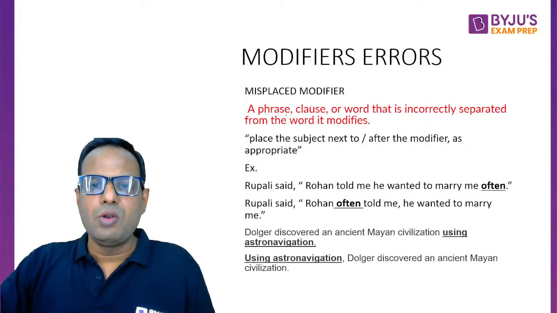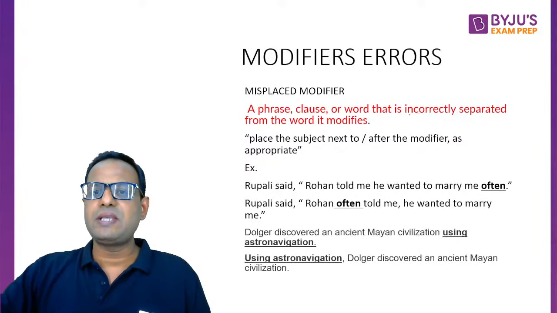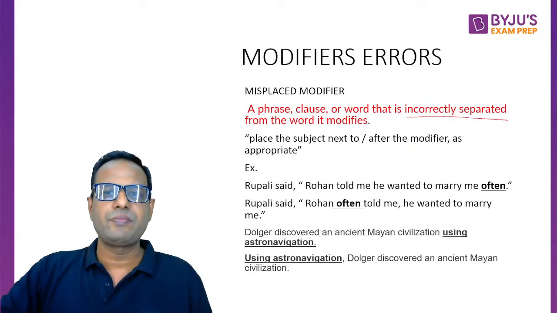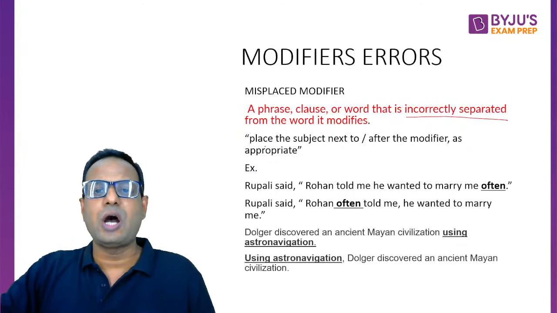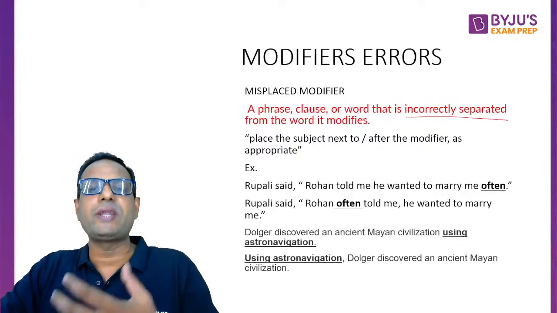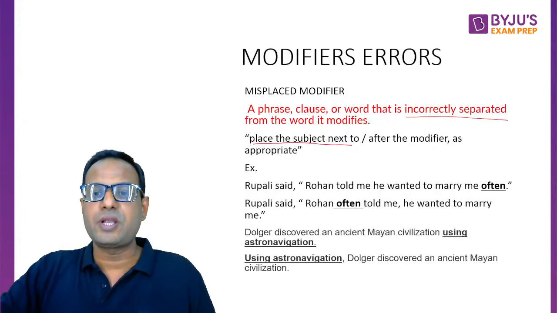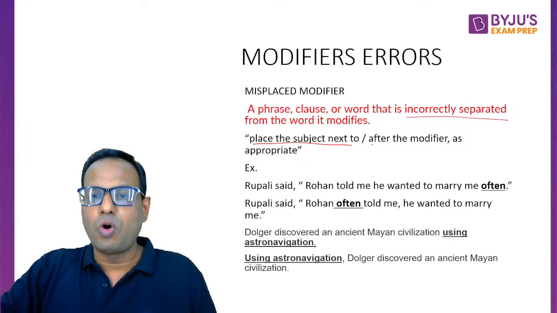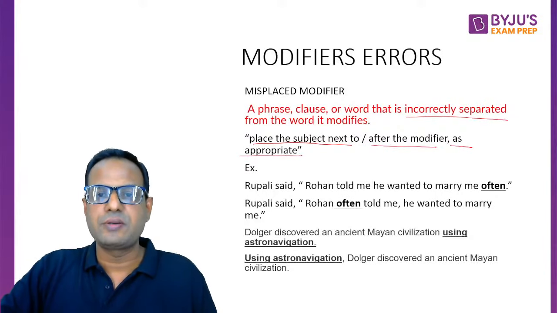Right? Now look over here. A phrase or a clause or a word that is incorrectly separated. And what is the treatment and what is the solution? How do we get the answer right? How do we get the sentence correct? Place the subject next to or after the modifier as appropriate.